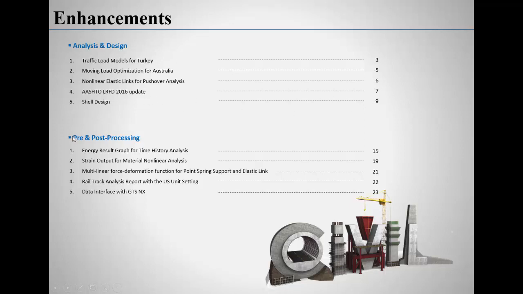And the second part will be pre and post processing of Midas Civil: energy result graph for time history analysis, strain output for material nonlinear analysis, multilinear force deformation function for point spring support and elastic link, rail track analysis report with US unit setting, and the last one will be data interface with GTS NX. And I will show you another brief demonstration of how to give and take those data between Midas Civil and GTS NX.